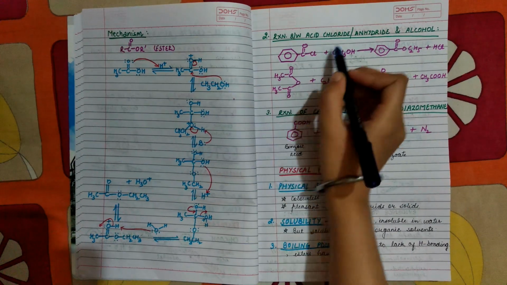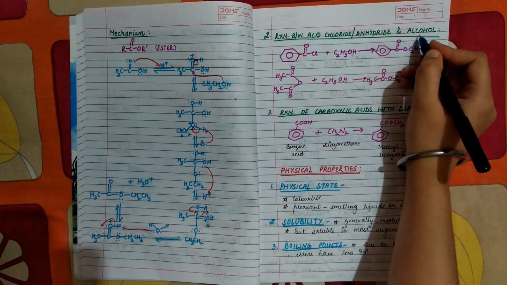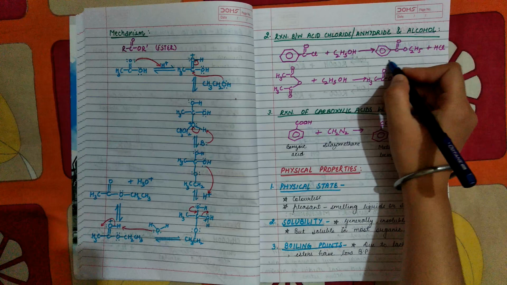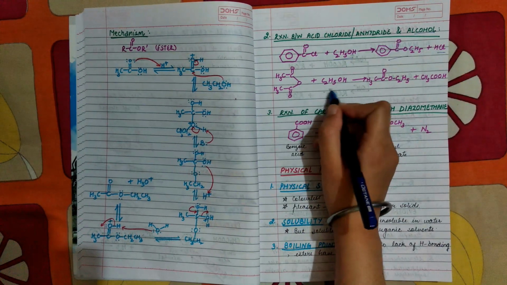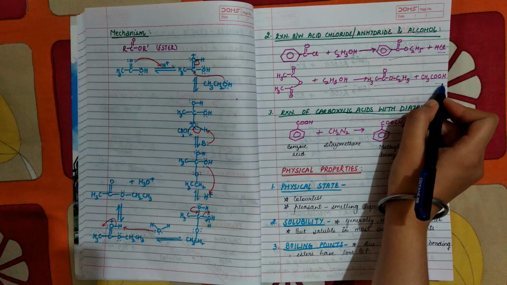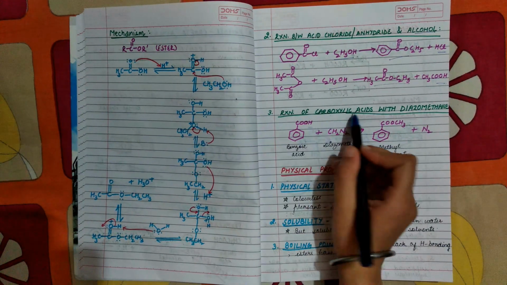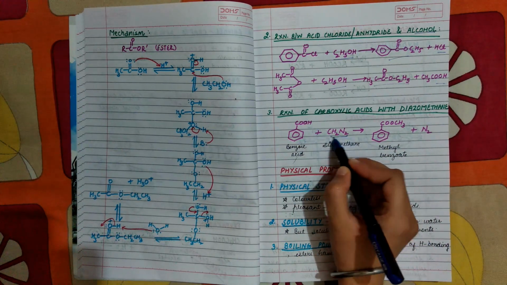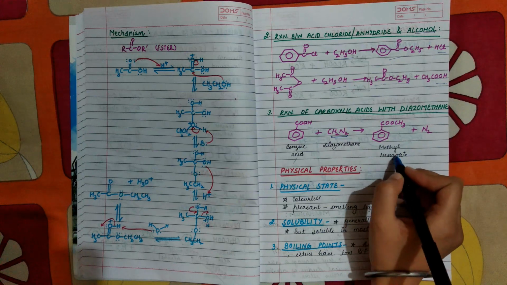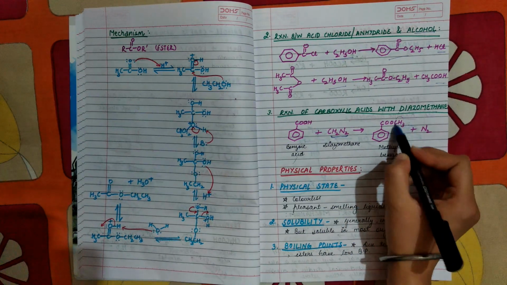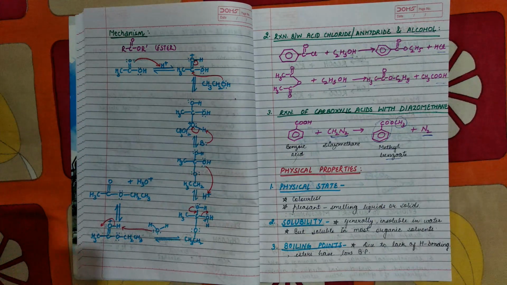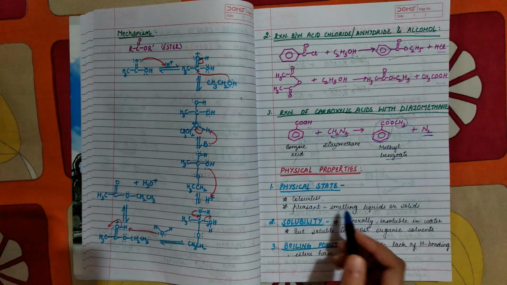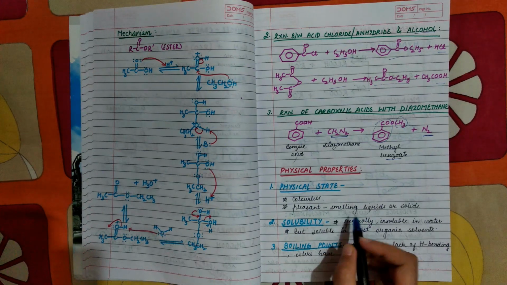Second is reaction between acid chloride or acid anhydride and alcohol. This is acid chloride, it is reacted with alcohol to form ester plus HCl. Anhydride is reacted with alcohol to form ester plus acid. Third is reaction of carboxylic acid with diazomethane. This is benzoic acid reacted with diazomethane. It forms methyl benzoate plus nitrogen.